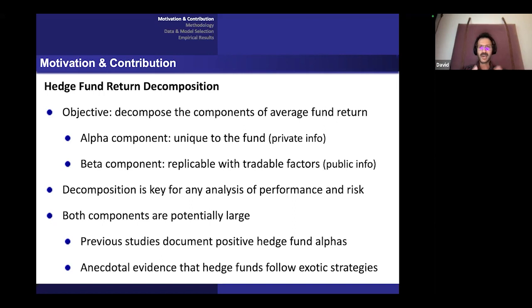Decomposing this average performance into the beta and the alpha component is obviously very important, typically for performance and risk management. Both components are potentially large. There are many studies that have reported large significant alpha generated by hedge funds. And also when you talk to hedge fund managers, you have ample anecdotal evidence that they actually boost their returns by following exotic or alternative trading strategies.